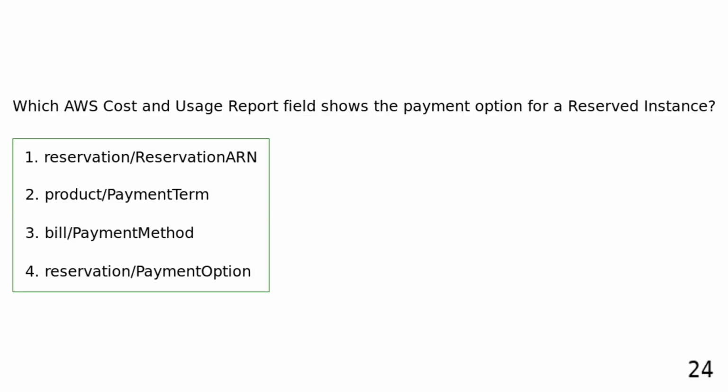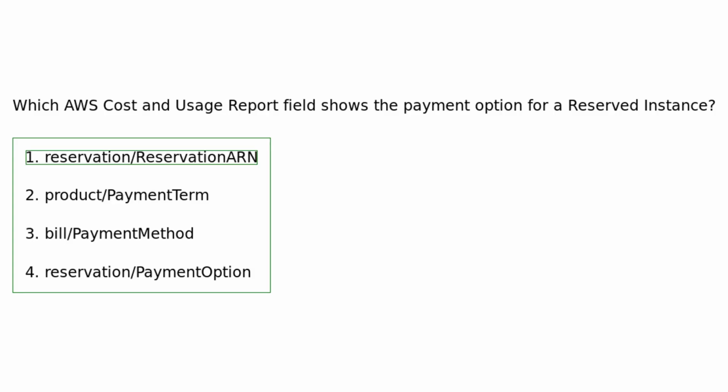Which AWS cost and usage report field shows the payment option for a reserved instance? Reservation/reservation ARN. Product/payment term. Bill/payment method. Reservation/payment option. The reservation/reservation ARN can indicate the payment option for a reserved instance as part of its attributes, helping to understand your financial commitments.